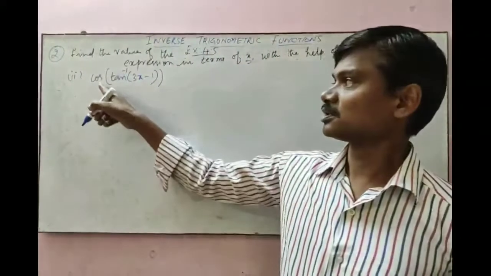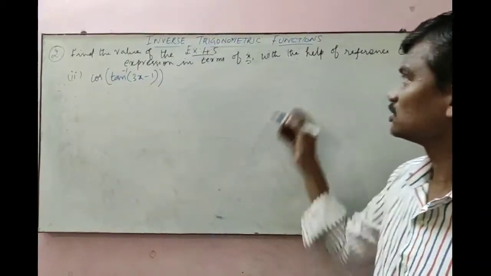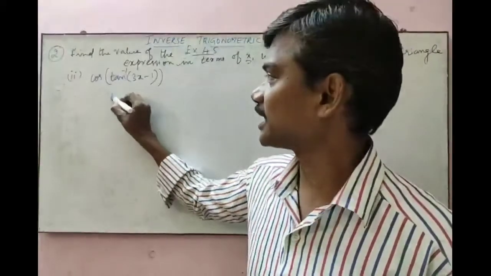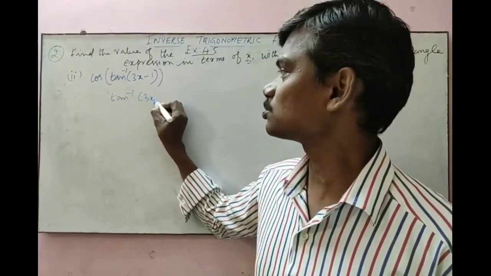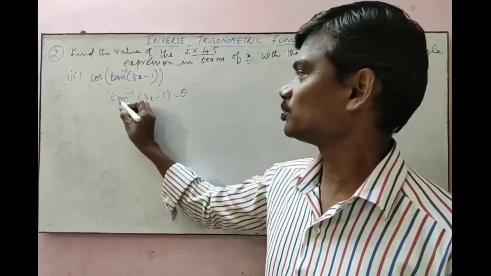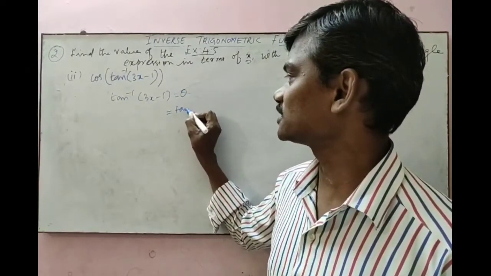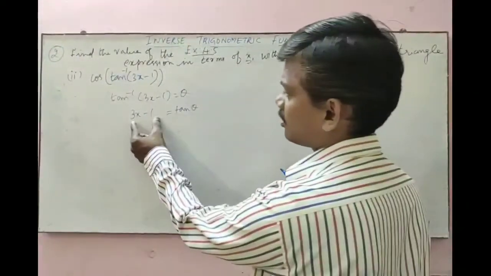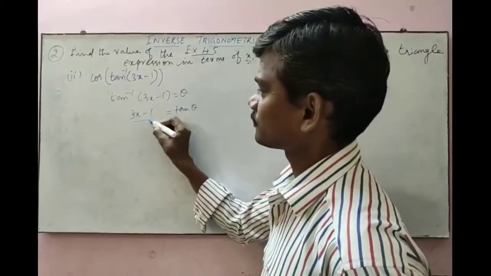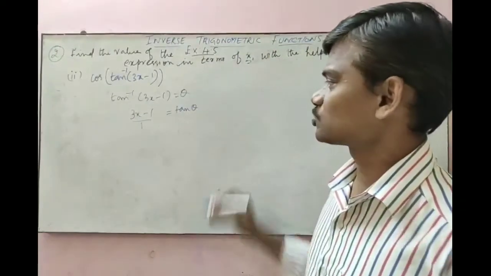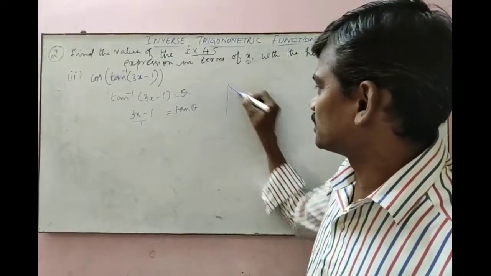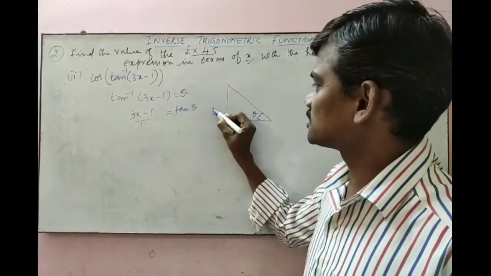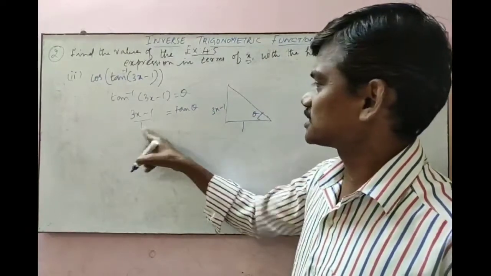Second subdivision: cos of tan inverse of 3x minus 1, using the same triangle formula. First I am going to consider this tan inverse of 3x minus 1 as theta. If you bring this tan inverse to the other side, you will get tan theta equal to 3x minus 1. So tan theta is opposite by adjacent. Here the denominator is 1. So if you draw the triangle and fix the theta, the opposite side is 3x minus 1, and the adjacent side is 1.